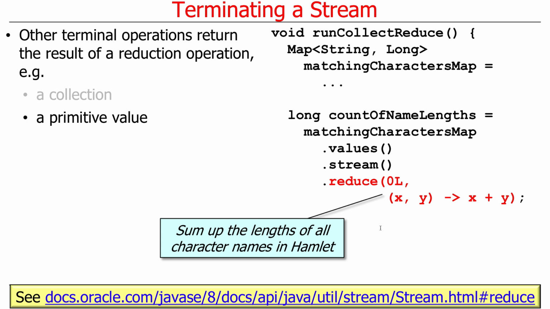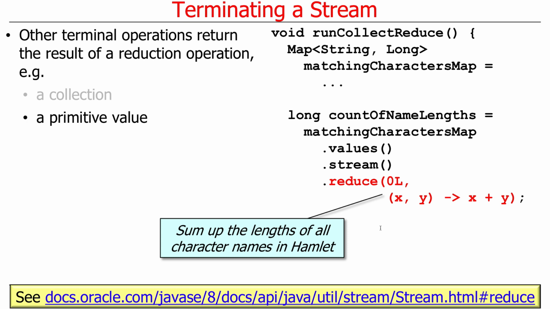And how we do that is we take our matching characters map, which is what we have up here. We convert this in such a way that we're only interested in the values. We don't care about the keys. We just care about the values. So we're basically going to get the values collection out of the map. We convert the values collection into a stream. So now we have a stream of longs. And then we're going to go ahead and reduce that result into a final result.